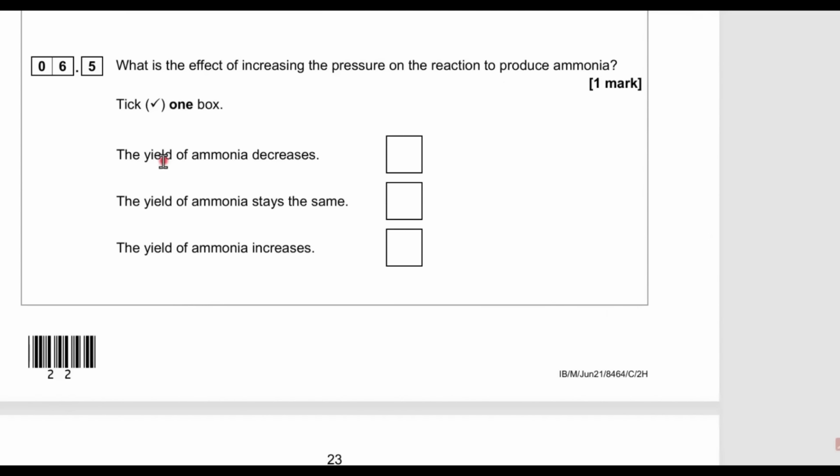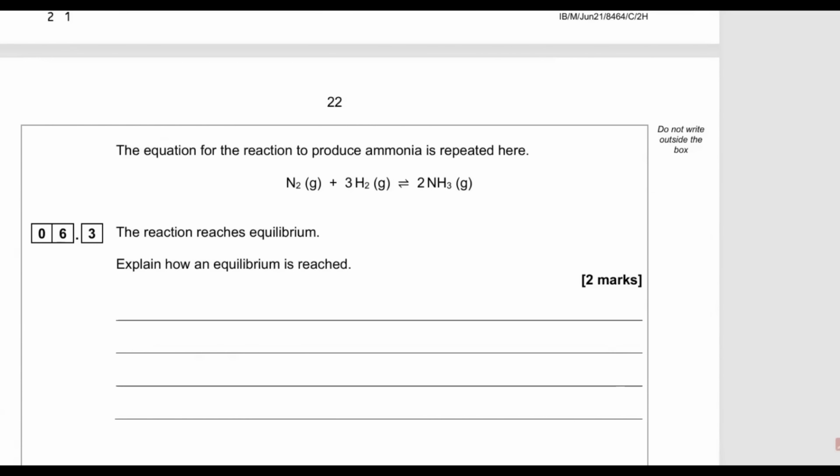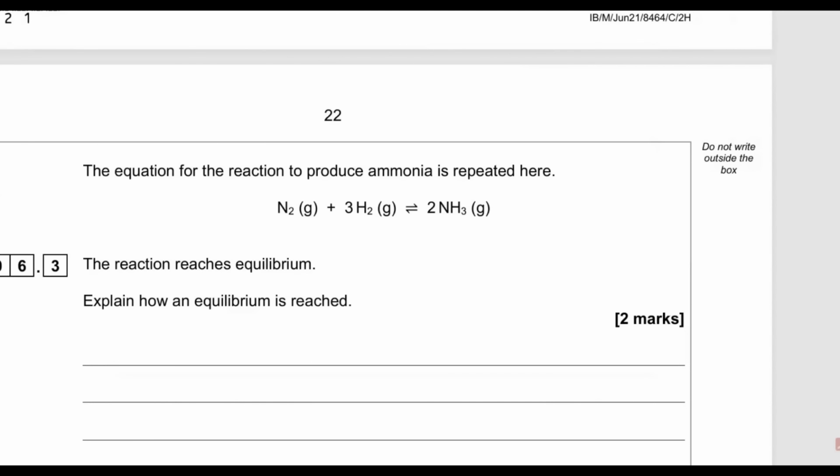What is the effect of increasing pressure on the reaction to produce ammonia? Well, let's have a look. When you're looking at pressure, you have to look at how many gas molecules are on either side of the reversible symbol. So I've got 2 gas molecules on the right, and I've got 4 gas molecules on the left. Now, if you can't work that out, I'm going to show you visually how.